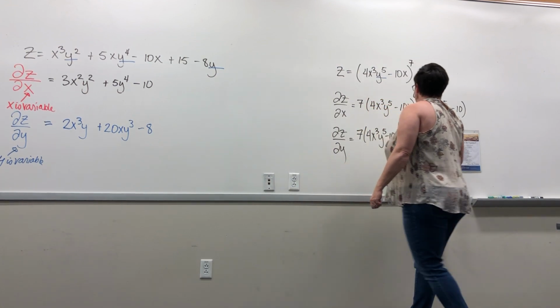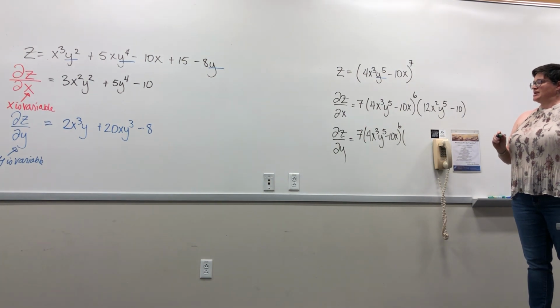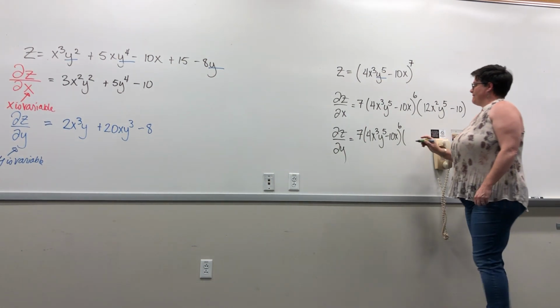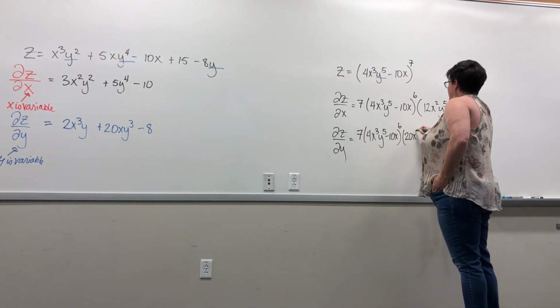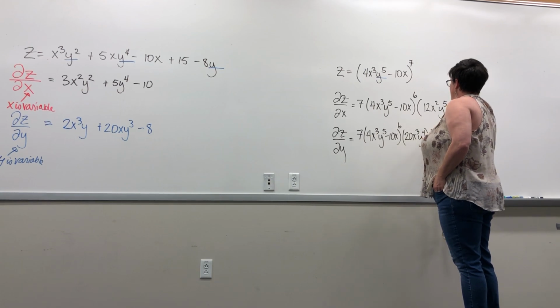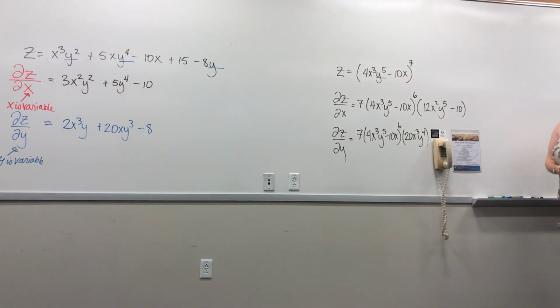To the 6th. Great. What's the derivative of the inside with respect to y? 20x cubed y to the 4th. Oh, you guys, it's so beautiful. Those are so pretty. And we're done. Sure? Yeah, I was wondering where the 10 went on that one, but it's 10x. So, yep, there's no y, you kill it. It's that simple.